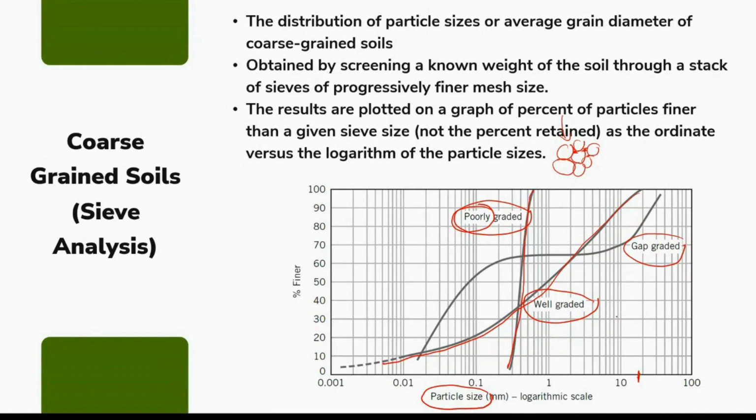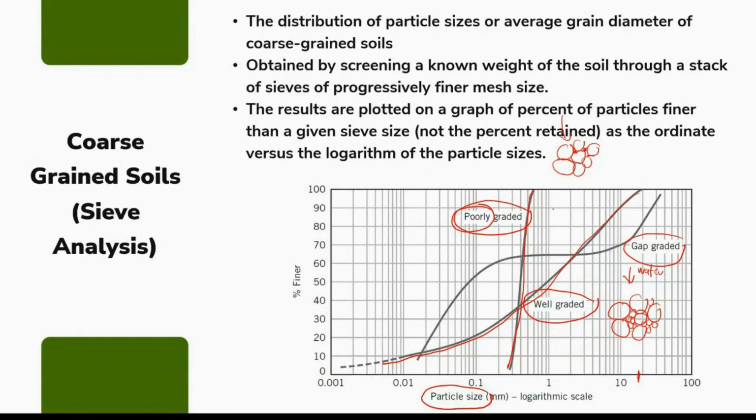Well graded pula, kita ada size besar, dan sampai kat sini size dia kecil. Dia memenuhi ruang-ruang void ni. Okay, dan sampai kat sini dia makin halus. Dia akan tutup lagi ruang. Okay, so air, water kurang berpeluang untuk memasuki kawasan particle of soil tu.